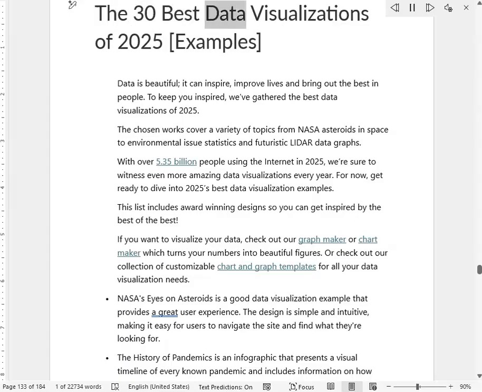The 30 best data visualization examples of 2025. Data is beautiful. It can inspire, improve lives, and bring out the best in people.